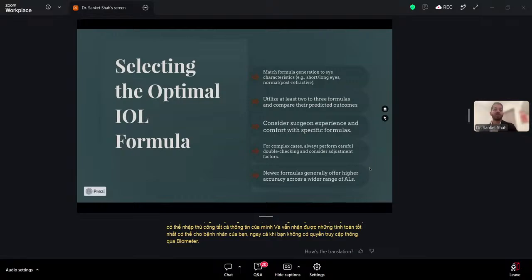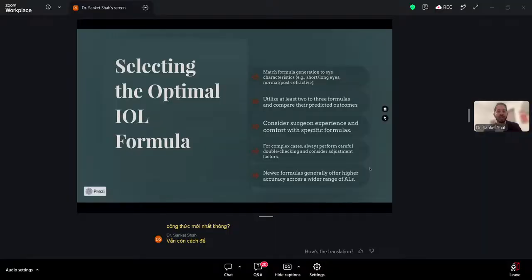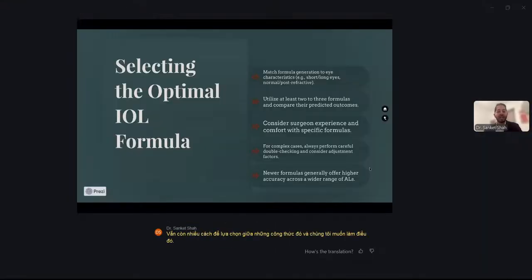So how do we choose which formula to use? Now we know all the different generations, and you might ask, should I just use the newest one? There are still ways to choose between those formulas. We want to know the data and the results on each formula, which ones they are good for and which ones they might not be ideal for. Some formulas will be better for short eyes, some will be better for long eyes. You want to use certain formulas for post-refractive eyes.